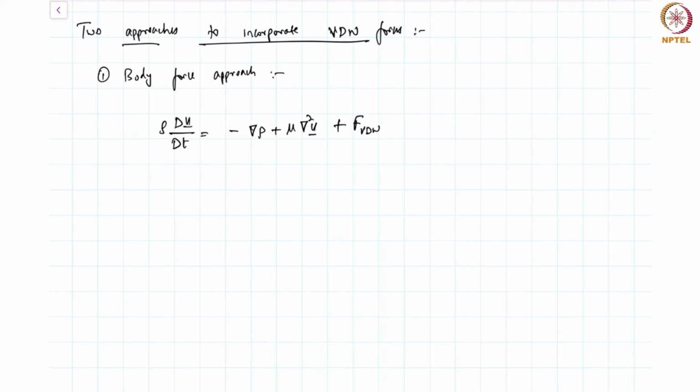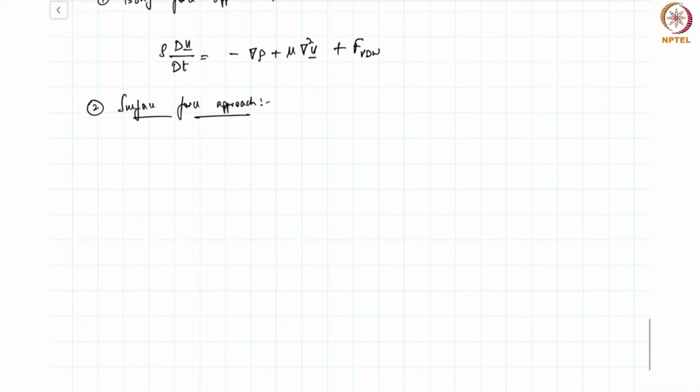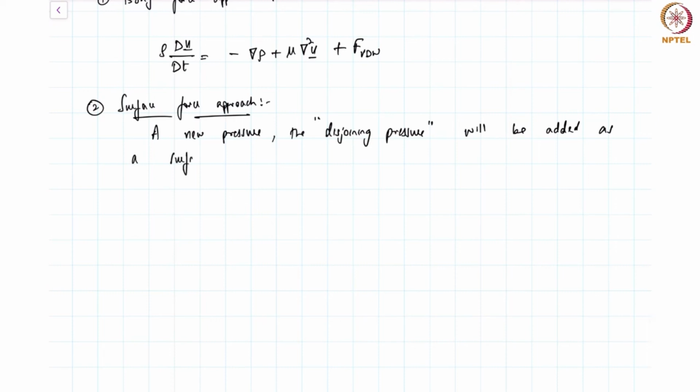But we can also do one more thing, which is to incorporate it as a surface force. When we incorporate it as a surface force, we will add a new pressure, the disjoining pressure, which will be added as a surface force.